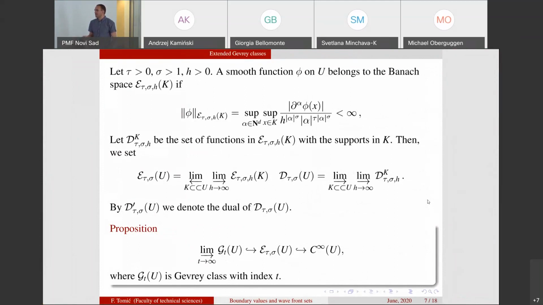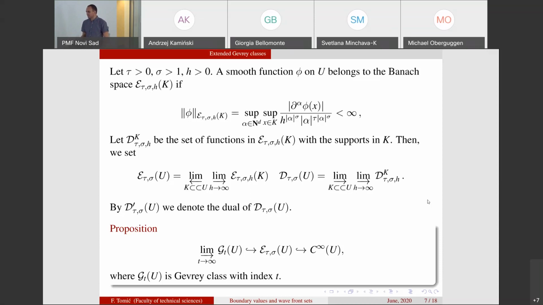So we have very particular sequences here which actually control the derivatives of phi. And again, following the ideas of Komatsu, we define the corresponding classes, similarly as in the previous slides. But what is actually the main observation? These classes are, of course, in C-infinity.